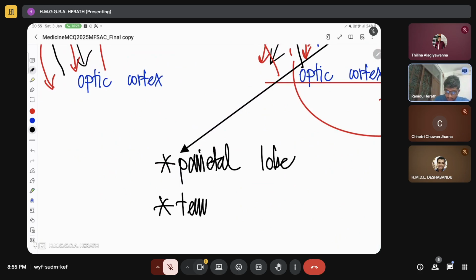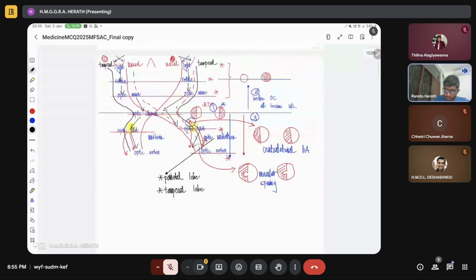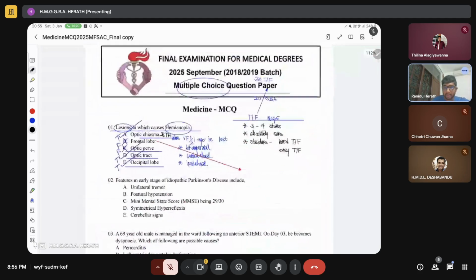So if there are lesions in the parietal lobe or the temporal lobe also, that can cause defects in the visual field and can cause hemianopia. Understood? Right? So that is how you identify the visual field defects. And what sort of defect will it be? Will it be ipsilateral blindness or hemianopia?